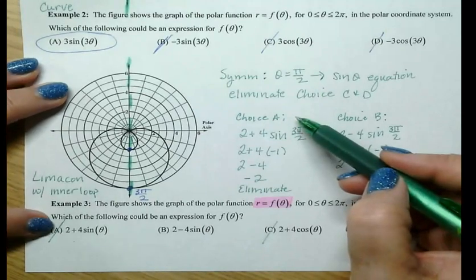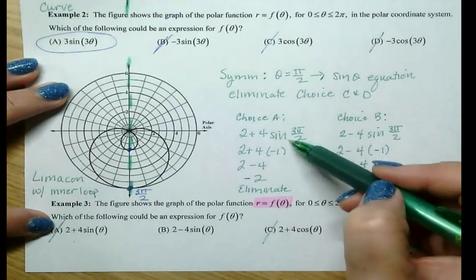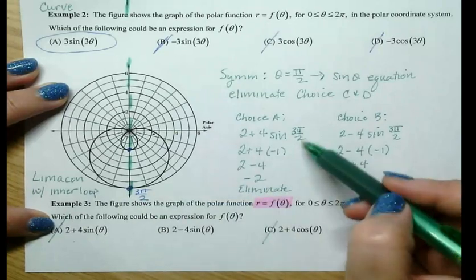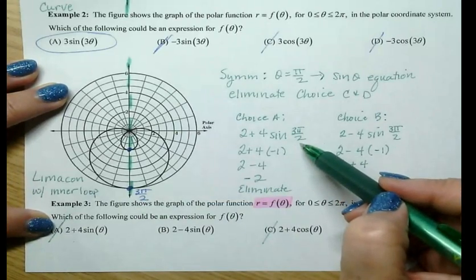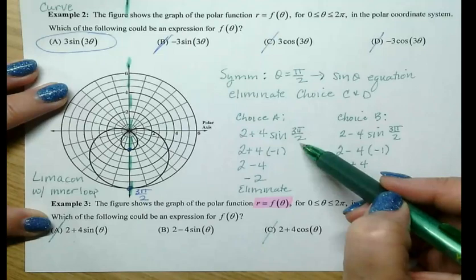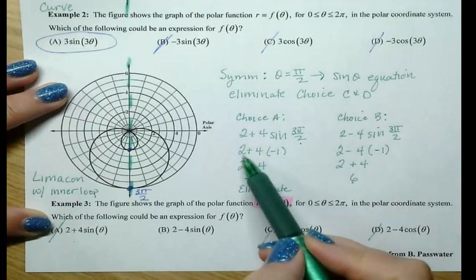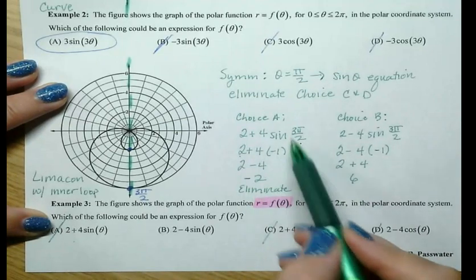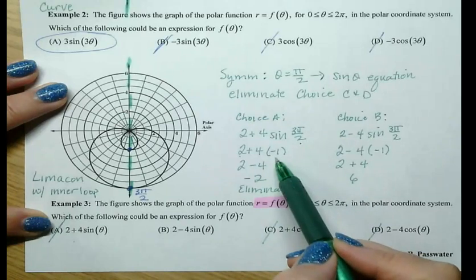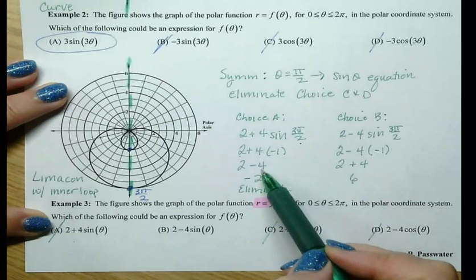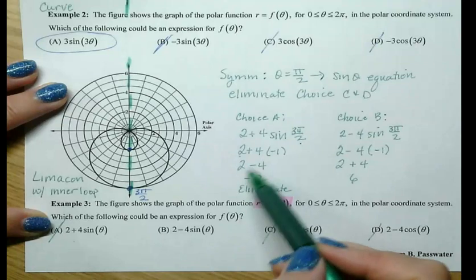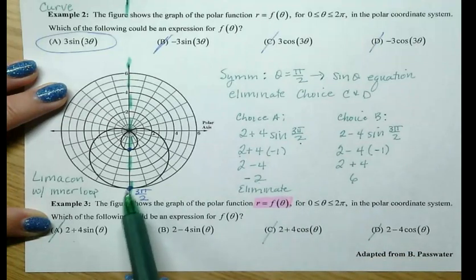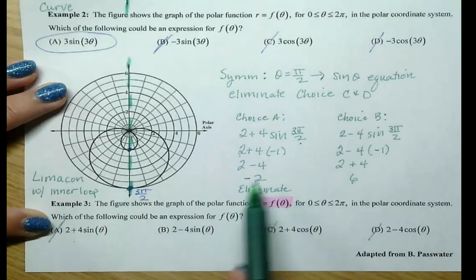Then I tested choice A, which was 2 plus 4 sine, and the angle I'm using for my test is 3 pi over 2, because remember from that first grid, we said our quadrantal angles could be the easiest to calculate, and then we picked carefully from there. So I plugged it in: 2 plus 4 times the sine of 3 pi over 2, which is -1. 4 times -1 is -4. So when I combine this, 2 minus 4 gives me -2, which is not the 6 I was looking for. So that let me eliminate choice A.